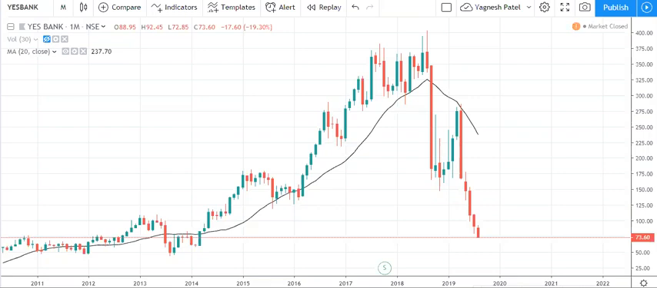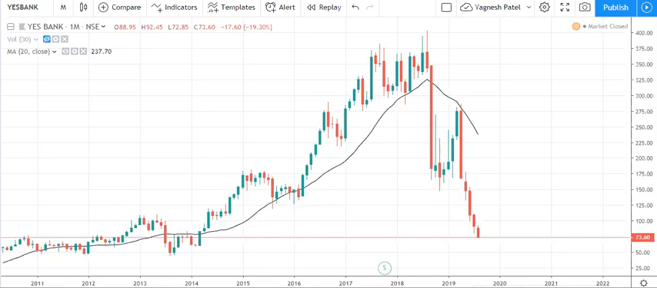Today in this video, we are going to discuss Yes Bank. Especially in today's trading session, Yes Bank is the highest losing stock performer. Let's see how this stock's movement has been in the past and what we can expect in the near short-term future. So let's analyze the charts of Yes Bank, starting with the monthly chart.